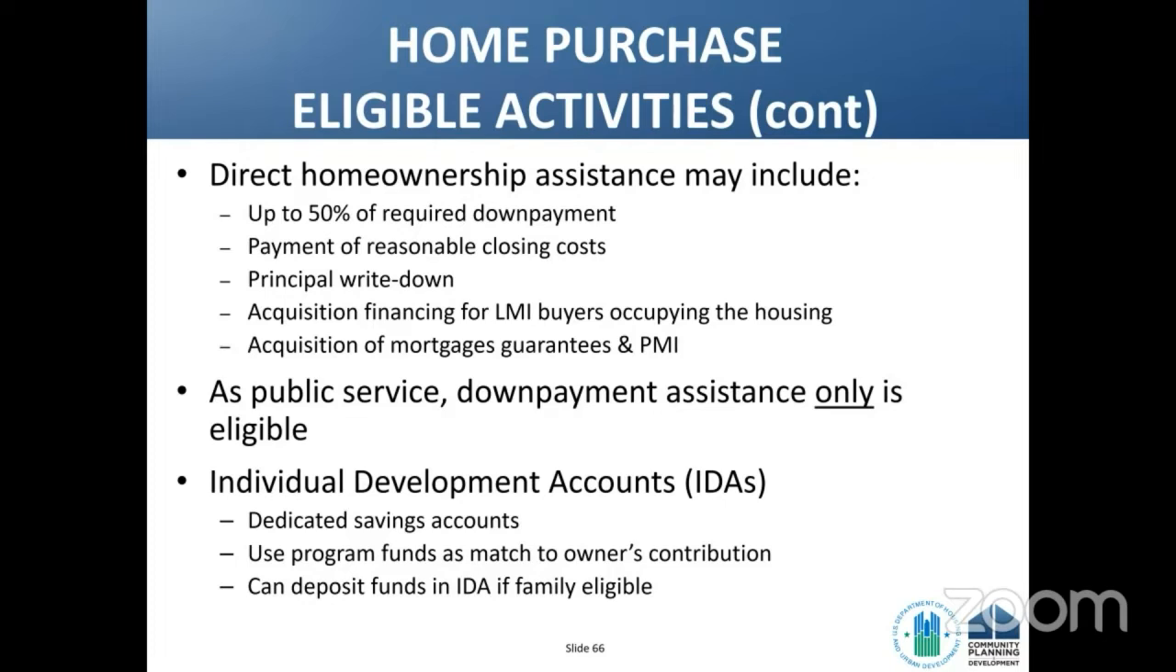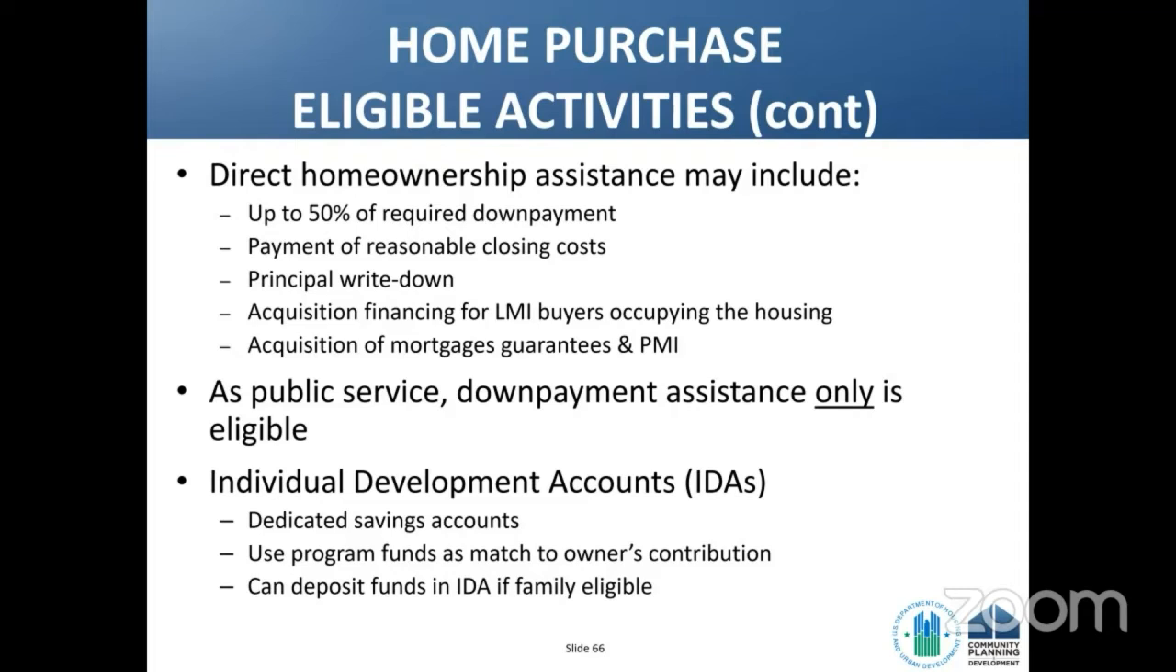So what's happening is that the person may be saving this, but they're getting a match from 2 sources, which will help them to save as much as they need to be able to make the down payment, pay their closing or whatever it is.